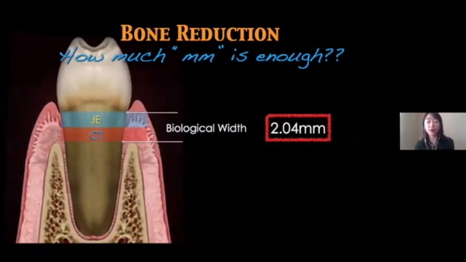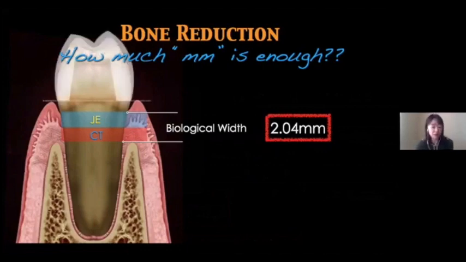And I actually just mentioned biological width as around 2 millimeters. So someone may wonder, don't you just say the biological width is 2 millimeters? So why 3 millimeters? Where does the other 1 millimeter come from? That's a very good question.